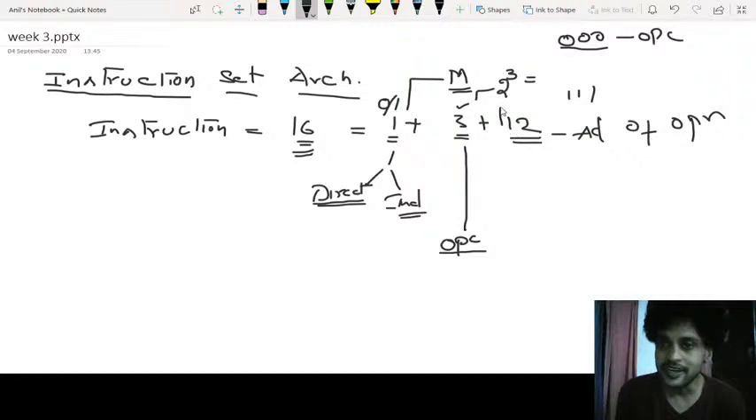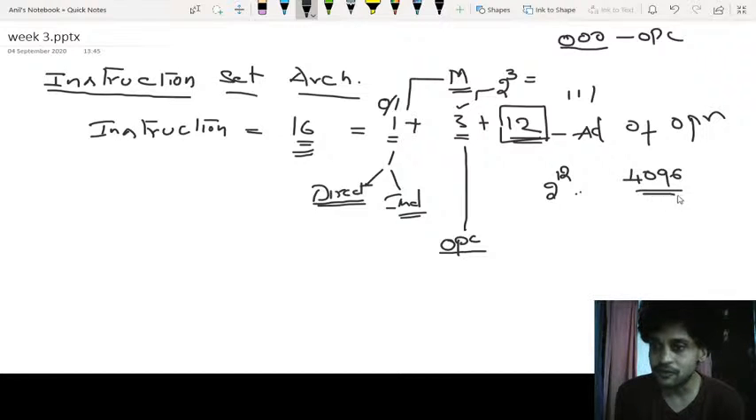Okay, why is it equal to 12 digits? If it is equal to 12 digits, it can represent an address which is a range of 2 power 12. So the main memory will be equal to 2 power 12. That is, our main memory size is equal to 4096. If the main memory size is equal to 4096, then the address part will be equal to 12 digits.